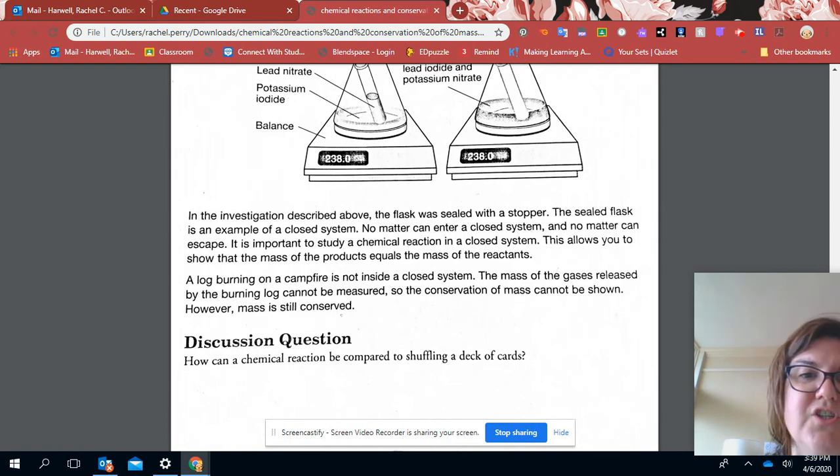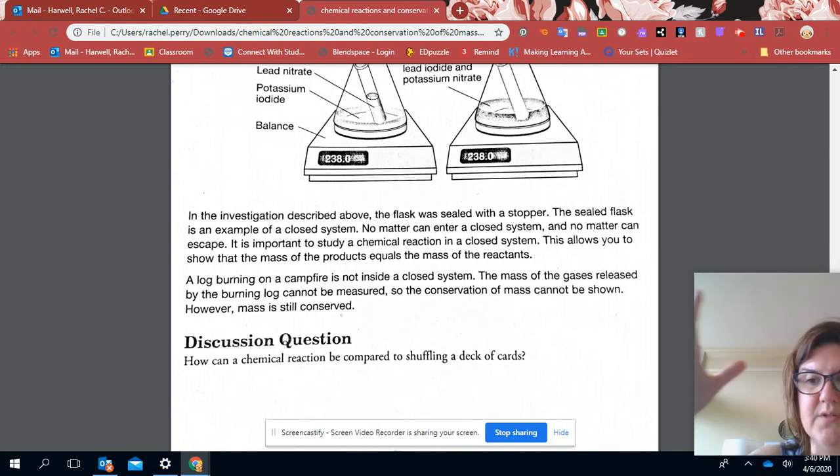In the investigation described above, a flask was sealed with a stopper. A sealed flask is an example of a closed system. No matter can enter a closed system and no matter can escape. It is important to study a chemical reaction in a closed system. This allows you to show that the mass of the products equals the mass of the reactants. A log burning on a campfire is not inside a closed system. The mass of the gases released by a burning log cannot be measured. So the conservation of mass cannot be shown. However, mass is still conserved.